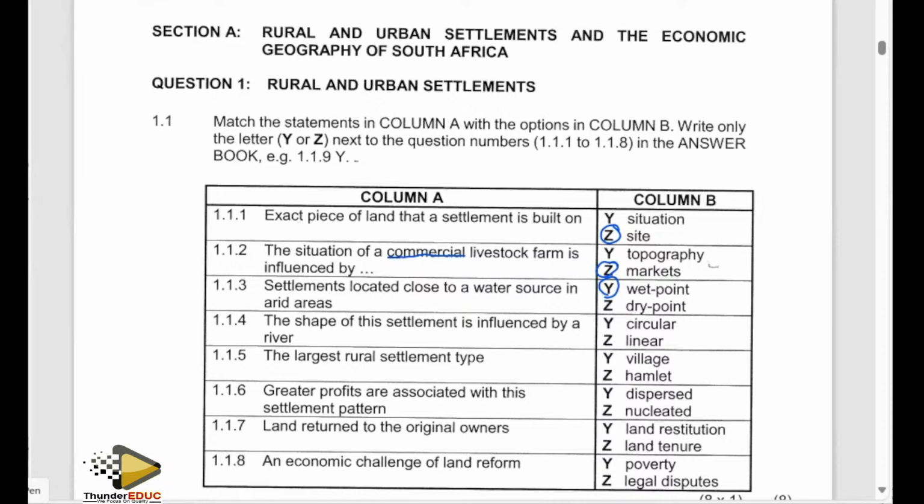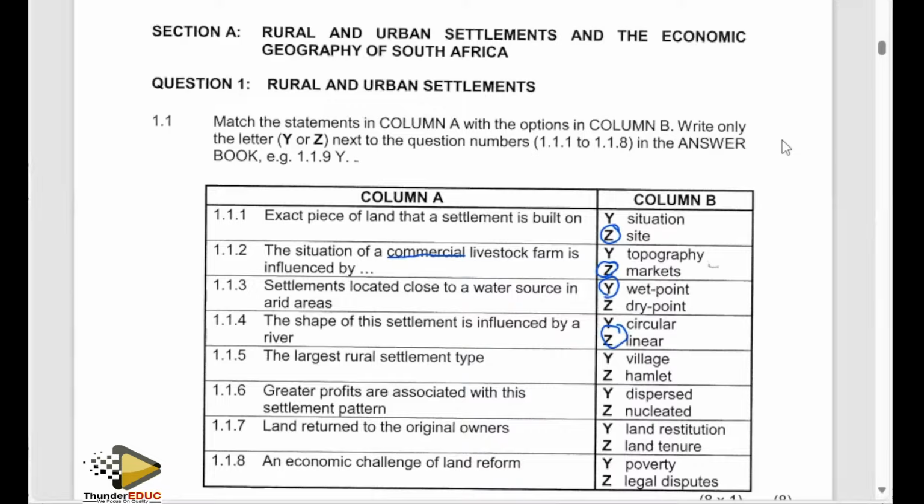Right, we'll go to the next question. The shape of this settlement is influenced by a river. We're looking at how the settlement shape develops in regard to being located where there is a river. You tend to find that the correct response is linear, or line. The settlement will develop in a line along the river.